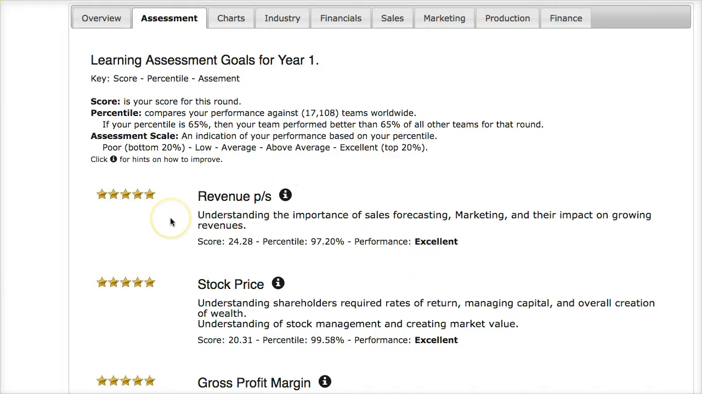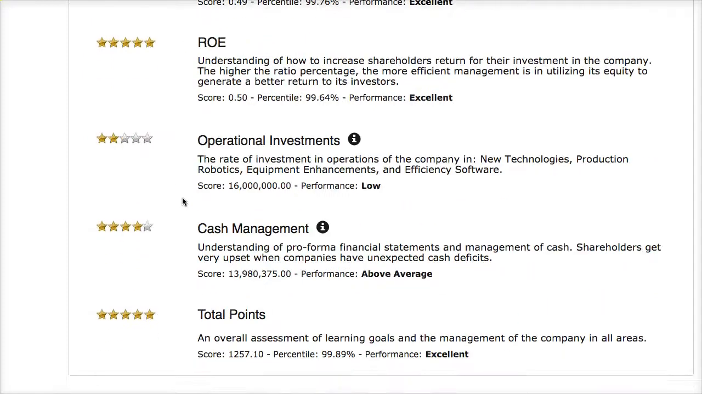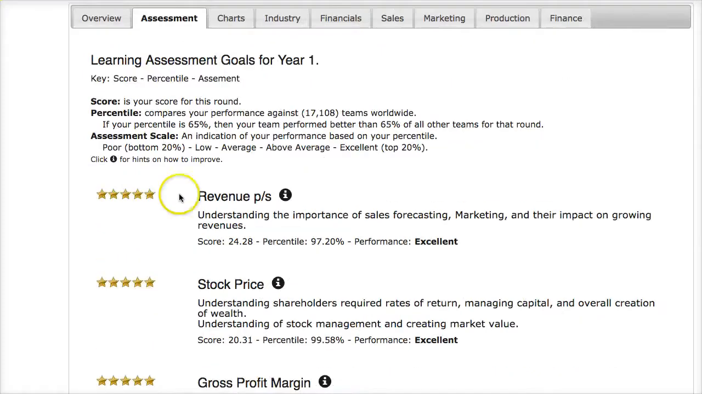So if you want to know how I did in a simulation, here you go. You have a self-assessment where you can go into every category and review with hints, with different metrics of stars and scales and percentiles and words on how you did. So this is a must-review to see how you did in the simulation.